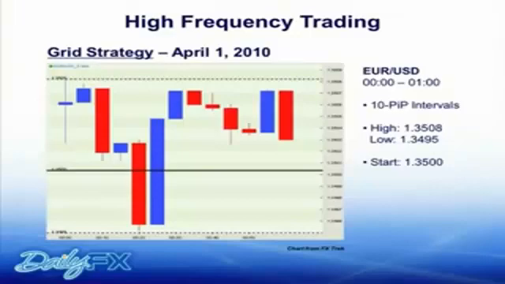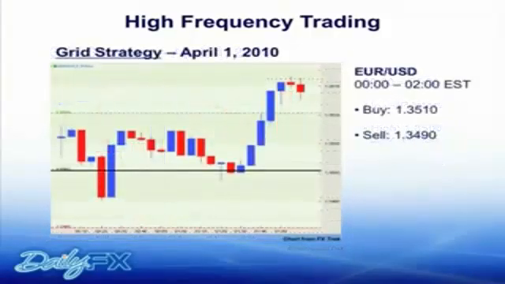So if I do see a break higher, and again, this is the first hour of trading, I'll look to buy in at 10 pips higher. But if I see a break below, I'll certainly set my target. So I'm starting at 135, and basically here's what's happening. I set my long entry 10 pips higher, at 135.10, and my short entry at 134.90.